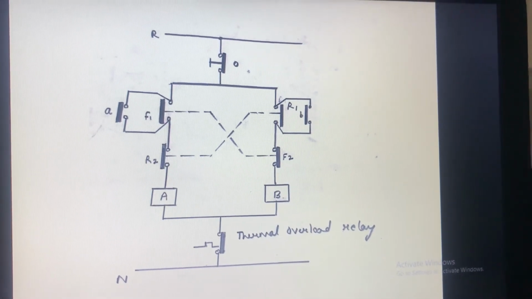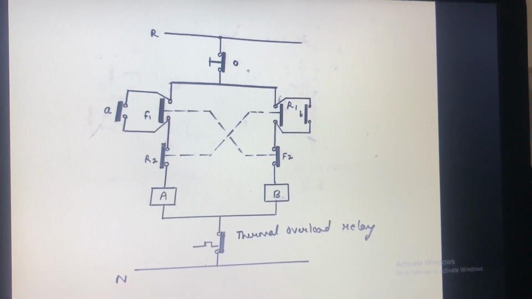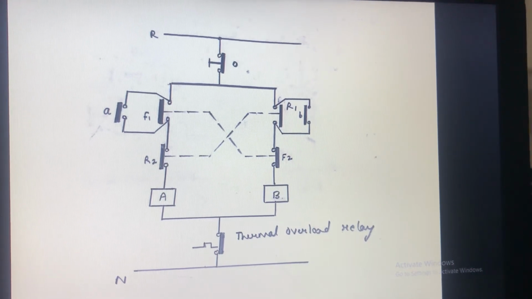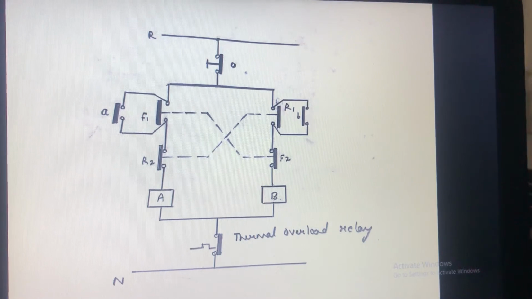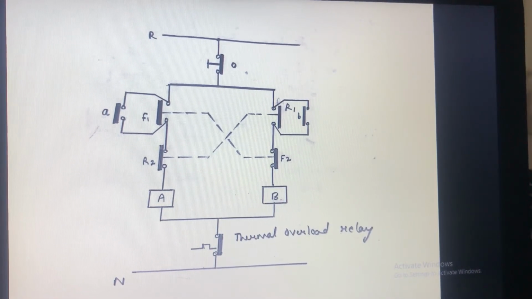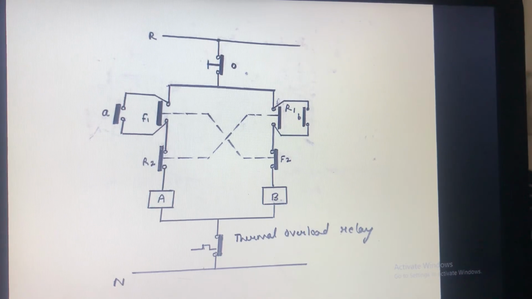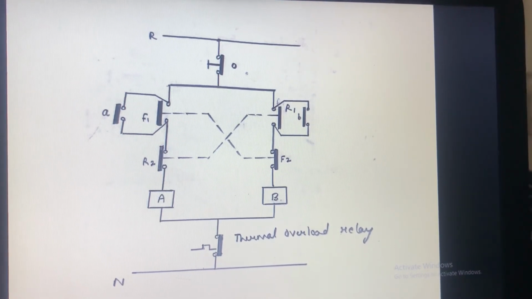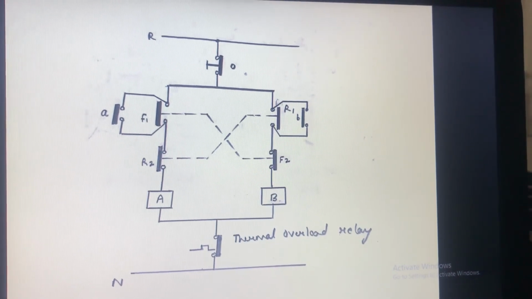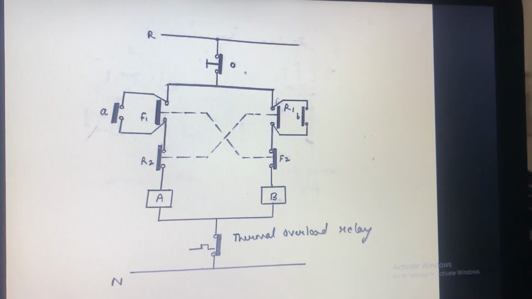When we press F1, the A will get supply from O, F1, R2 and A. In case this A gets supply, it will get energized and it will close its auxiliary contact small a. Now the contactor A will get supply from O, small a, R2 and A. So in this case, the motor will run in forward direction. R2 is the closed contact of the R1 button.